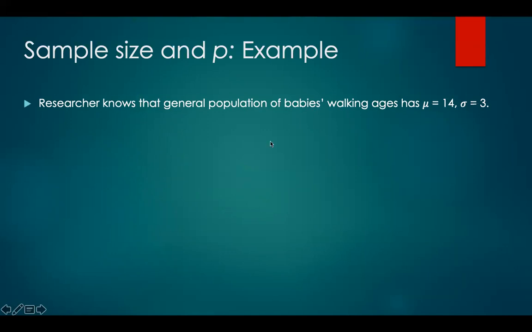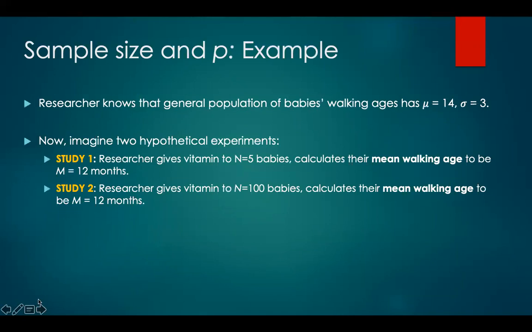So if a researcher knows that the general population of babies' walking ages has a mean of 14 and a standard deviation of 3, now imagine two hypothetical experiments. In study 1, the researcher gives a vitamin to n equals 5 babies and calculates their mean walking age to be roughly 12 months. Now in study 2, the researcher gives the vitamin to n equals 100 babies and calculates their mean walking age to be 12 months. So the same, right? So you notice here that these effect sizes are exactly the same. What about the z and p values?